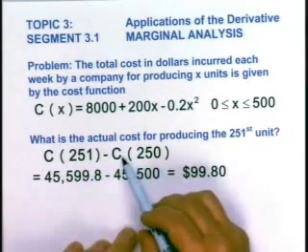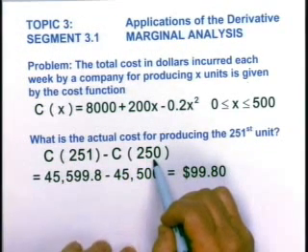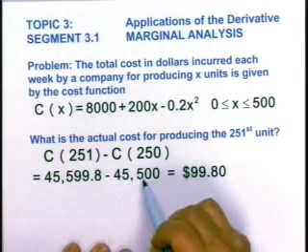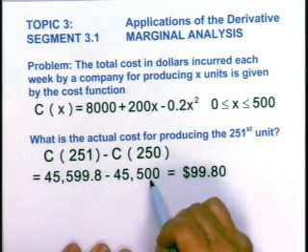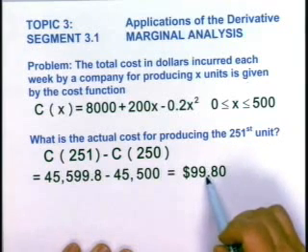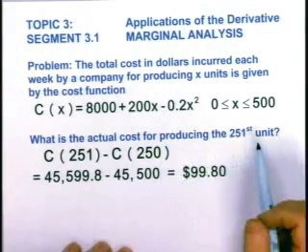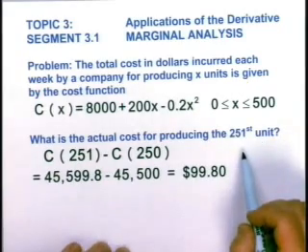Then I would calculate the total cost in a similar manner for producing 250 units. This yields $45,500. When you subtract these two figures, you get $99.80. So this would be the actual cost for producing the 251st unit.